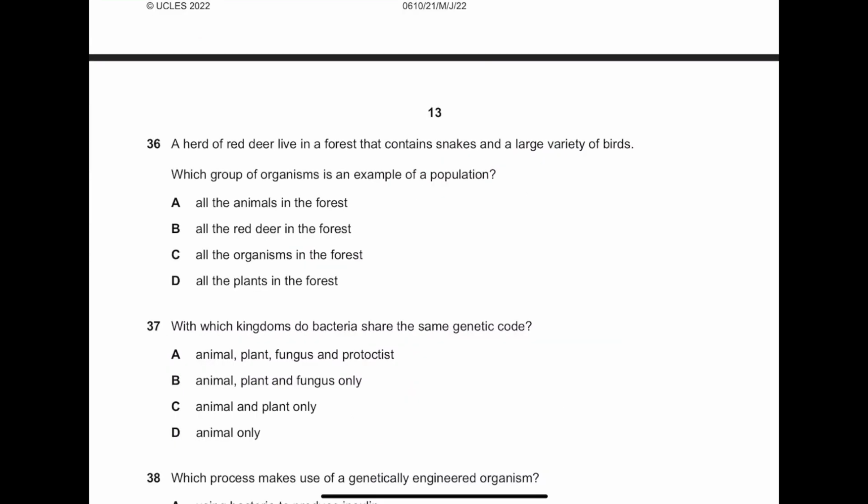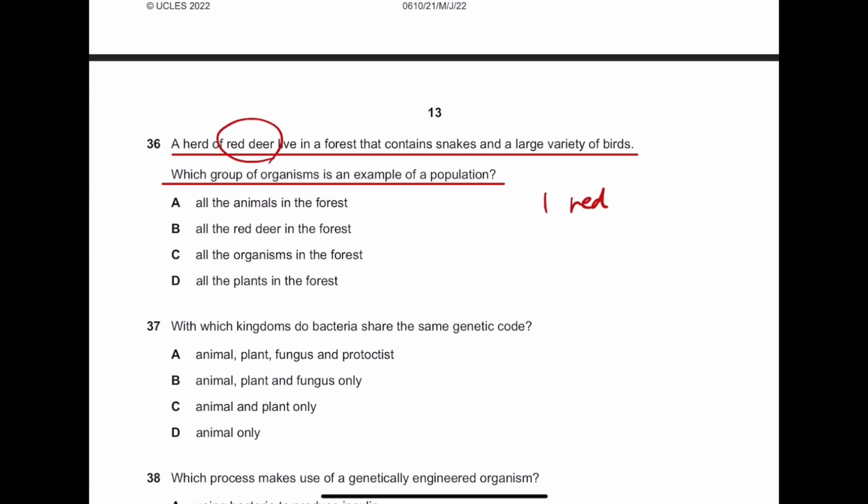Number 36. A herd of red deer live in a forest that contains snakes and a large variety of birds. Which group of organisms is an example of a population? Let's look at this. If we just pick one red deer, it is considered a species. And if there are many red deer, if many of them are gathered around at one place at the same time, then we call it a population. Population of red deer.